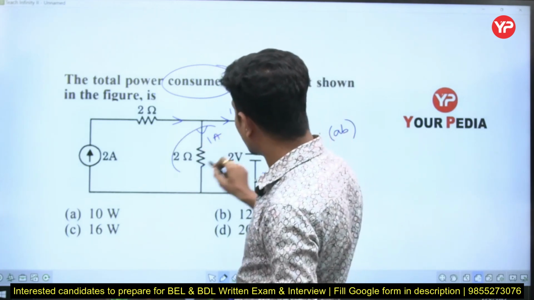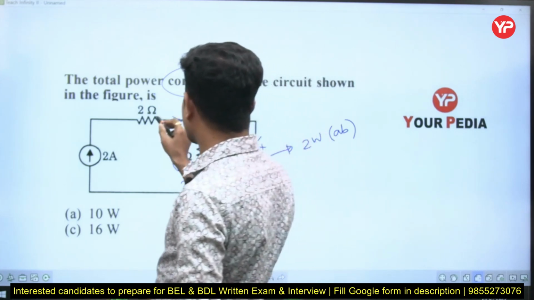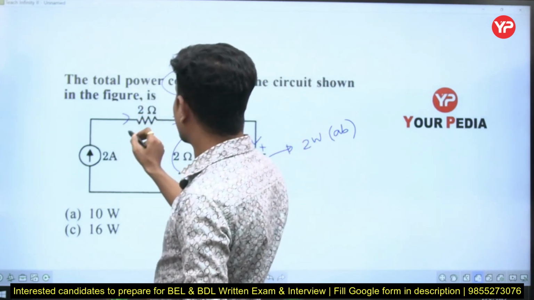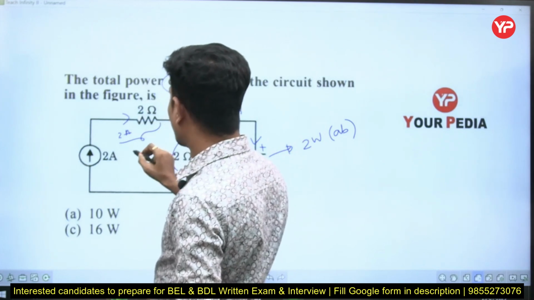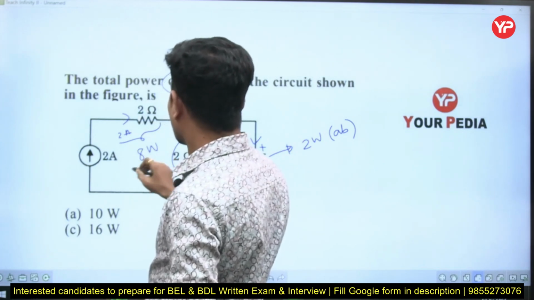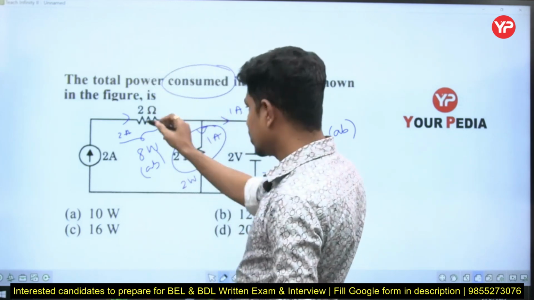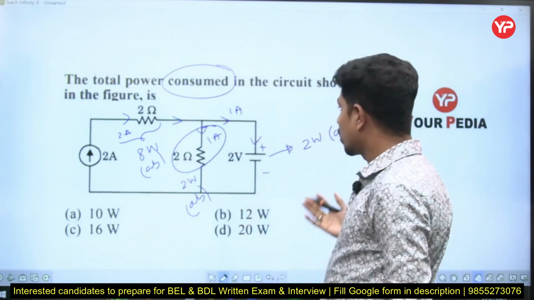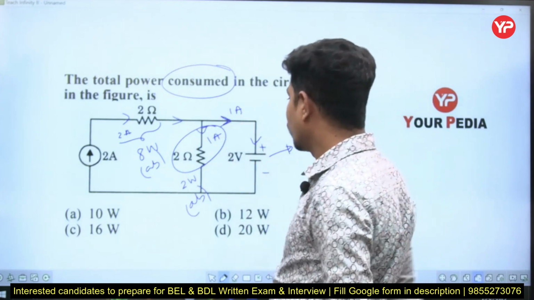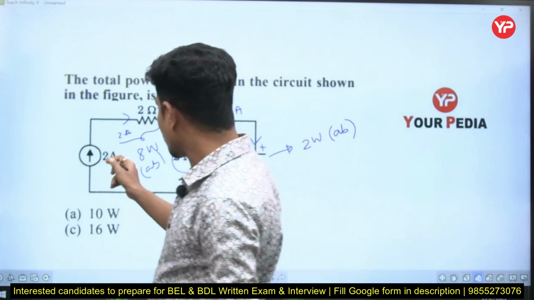Being a resistance, it will absorb I square into R. This is 2 watts. This current is 2 amperes, therefore this will absorb. How much is the power absorbed? 2 square, 4 into 2, 8 watts. A resistance anyhow will absorb. Here this voltage source is also absorbing, as given by the current direction. Therefore all are absorbing.